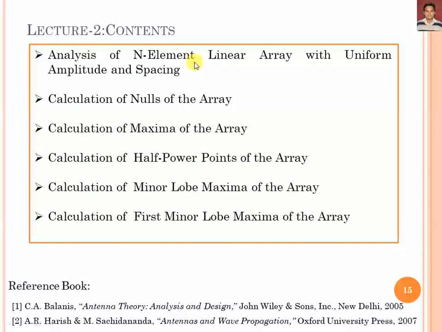The following contents will be addressed during this lecture 2, in which we are going to discuss the analysis of an n element linear array having uniform amplitude and spacing. Then, by using this analysis, we are going to calculate the nulls of the array, maxima of the array, half power points of the array, minor lobe maxima, and first minor lobe maxima of the array.